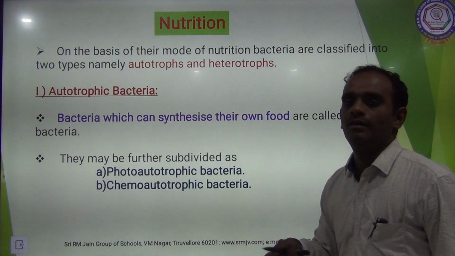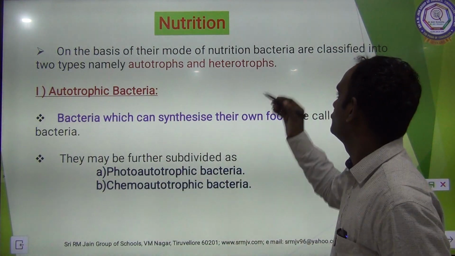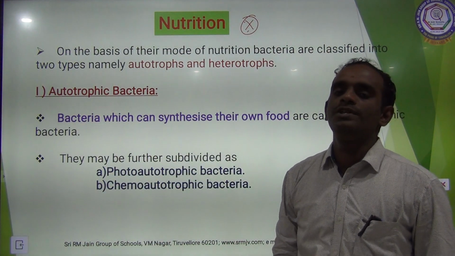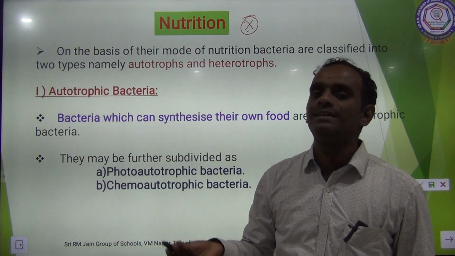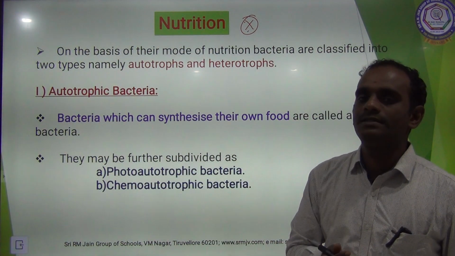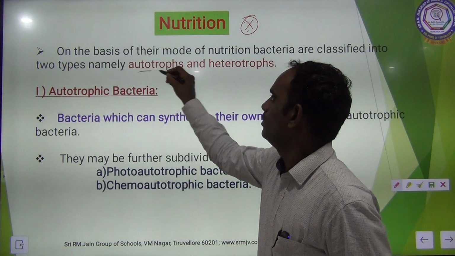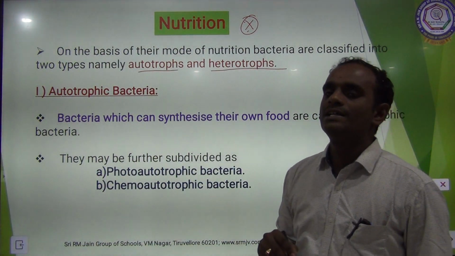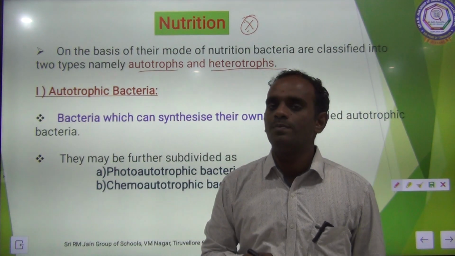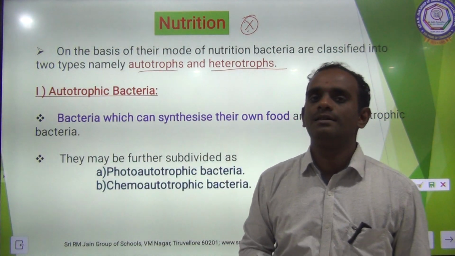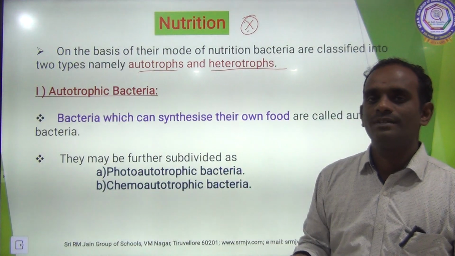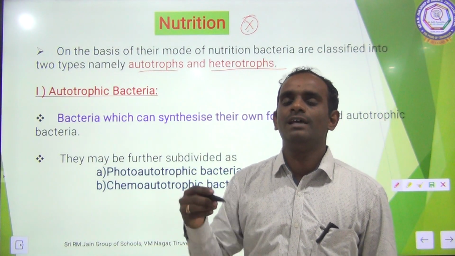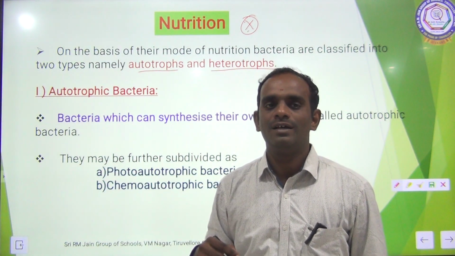The next one is nutrition. In bacteria also, there are two different types of nutrition: autotrophs and heterotrophs. You already know about autotrophs. What is autotroph? If any organism prepares its own food, it is said to be an autotroph.